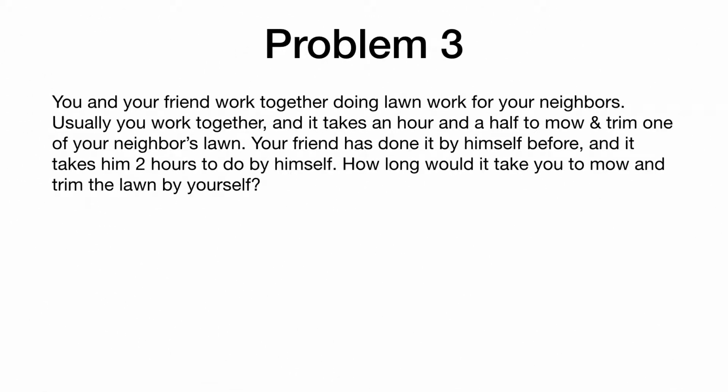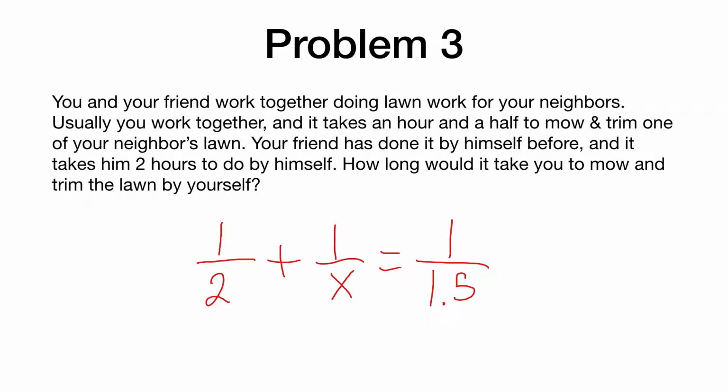Okay, let's try this one. You and your friend work together doing lawn work for your neighbors. Usually you work together and it takes an hour and a half to mow and trim one of your neighbor's lawns. But your friend has done work by himself before, and it only took him 2 hours to do it by himself. So the question is, how long would it take you to mow and trim the lawn by yourself? So let's go. 1 over 2 hours for your friend plus 1 over x hours for you is the same as 1 over 1.5, which, by the way, turns into 2 over 3.